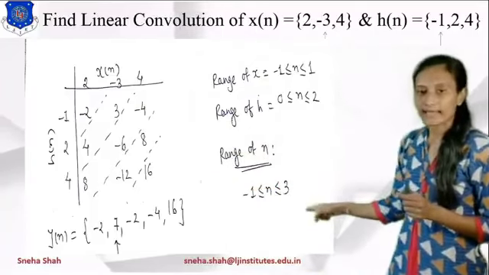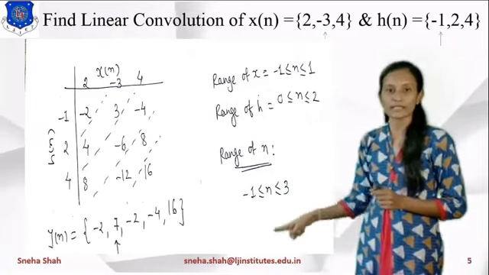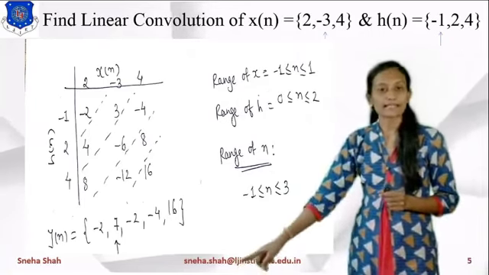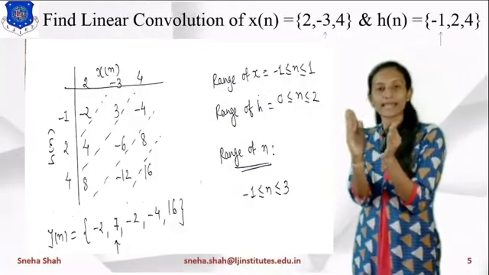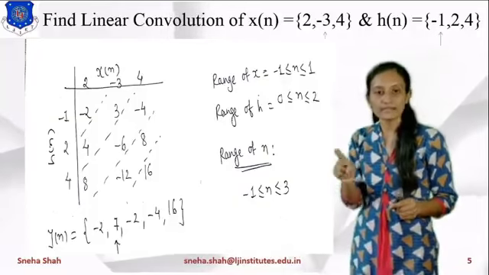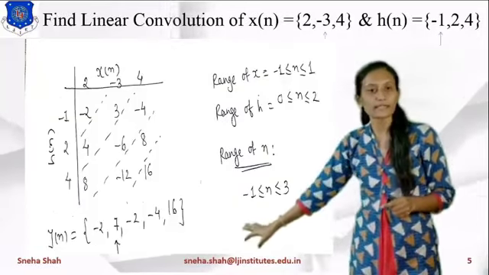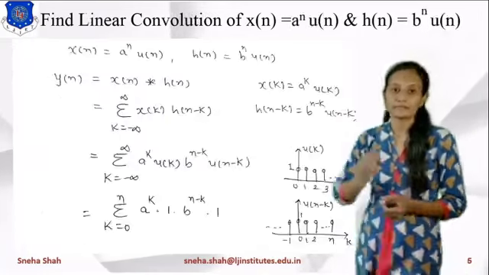Now as you see, the range of n for the answer will be minus 1 to 3. So the answer starts from minus 1, and you can imagine that after minus 1 the next term will be n equals 0. So below the second term we will put the arrow. This will be considered as the final answer of this linear convolution.